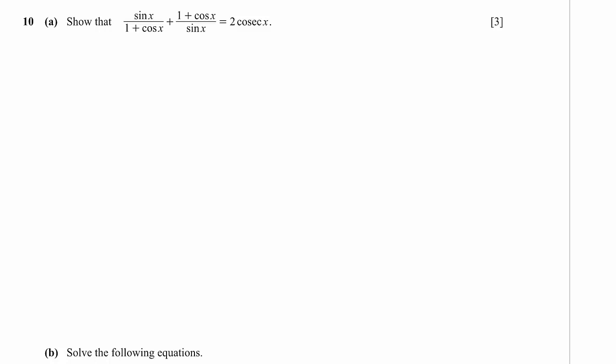So we want to prove this identity. Starting with the left-hand side, just simply because there seems to be more that we can do with it, we have sine x over 1 plus cos x, plus 1 plus cos x over sine x. So let's try and get a common denominator.